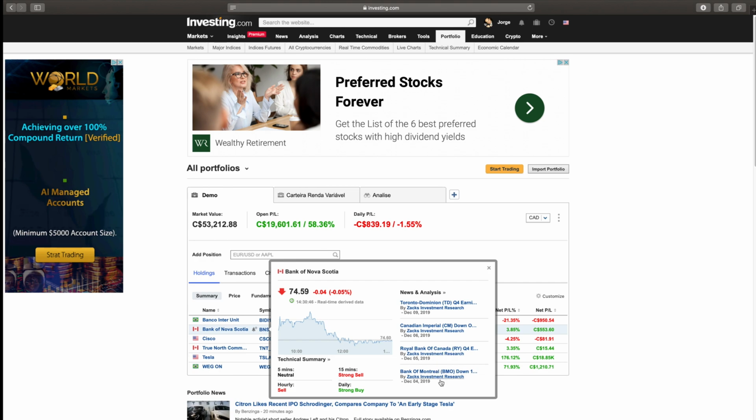You have some major news, the latest news and analysis about this share. So this is some information that you can have here. Everything basically is clickable. If you click here, it's going to bring you to the other sections in the portfolio management.